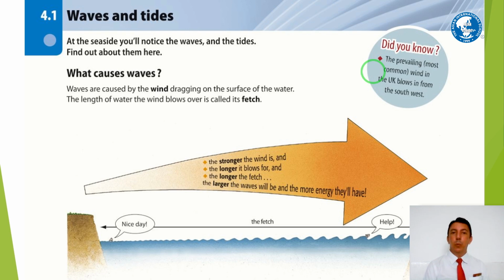Well, waves are caused by the wind dragging on the surface of the water. The length of water the wind blows over is called its fetch. So in this diagram we can see from one end of the land to the other is the fetch. Now, as the wind blows over the surface, the stronger the wind is, the longer it's blowing for, and the longer the fetch is, the larger the waves will be, and the more energy they will have.